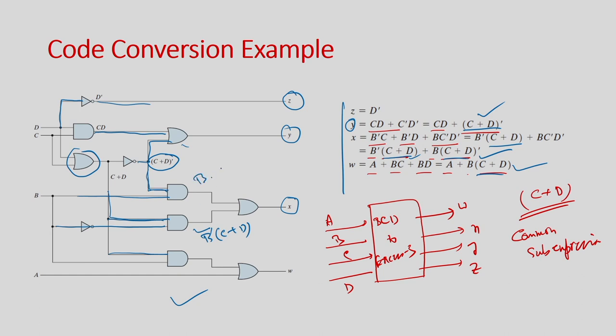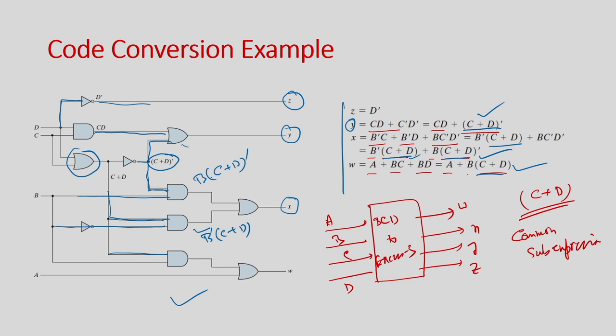This is my B and C or D bar, and then this is the OR of that. So this way, this is my final implementation corresponding to this code conversion. You can see here that the number of gates that I have used is only 1, 2, 3, 4, 5, 6, 7, 8 Boolean gates and 3 NOT gates. So the area is quite small, right?